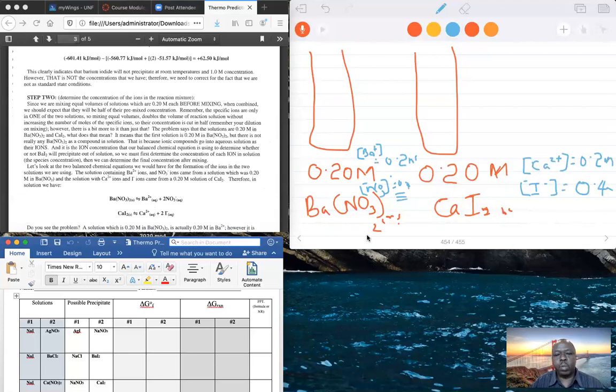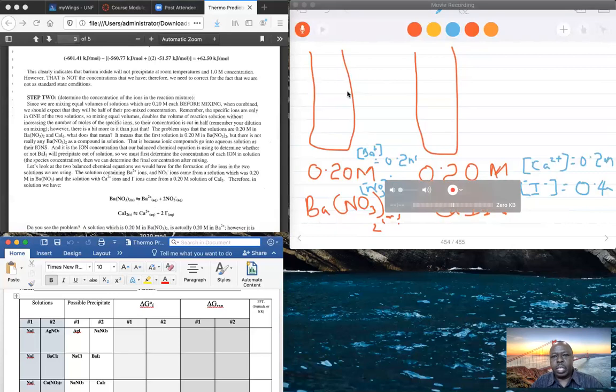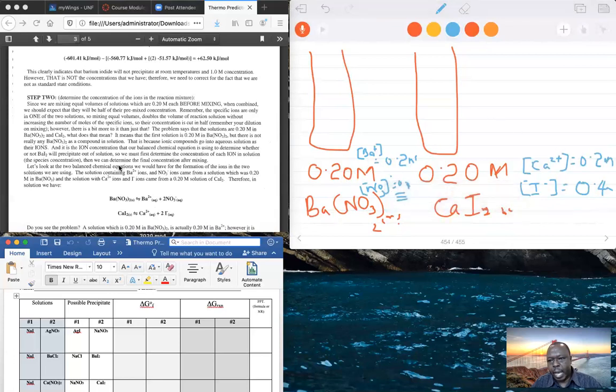It is good to know what you start off with before you mix. I want you to have the concentration of each ion before you mix. You see how I have them separate? If the concentration of the entire solution is 0.2, for every 1 mole of this I have 1 barium ion, so that's 0.2. But with the 2 nitrate ions, it's going to be twice the value you have there. Likewise for calcium iodide, that's why I have 0.4.